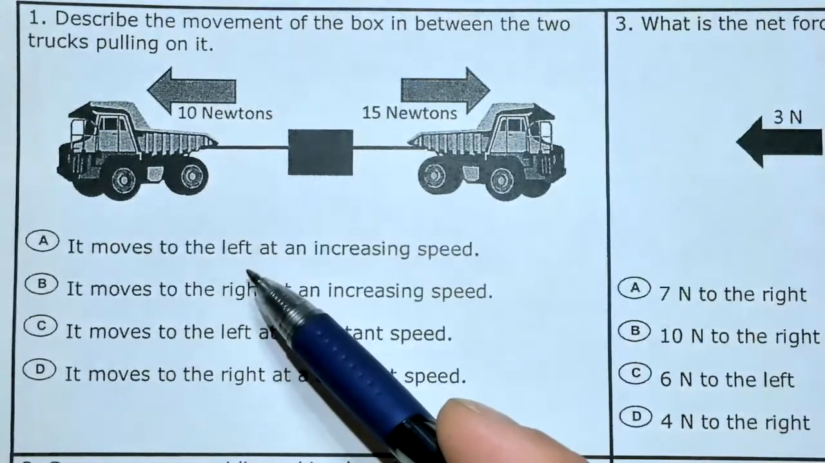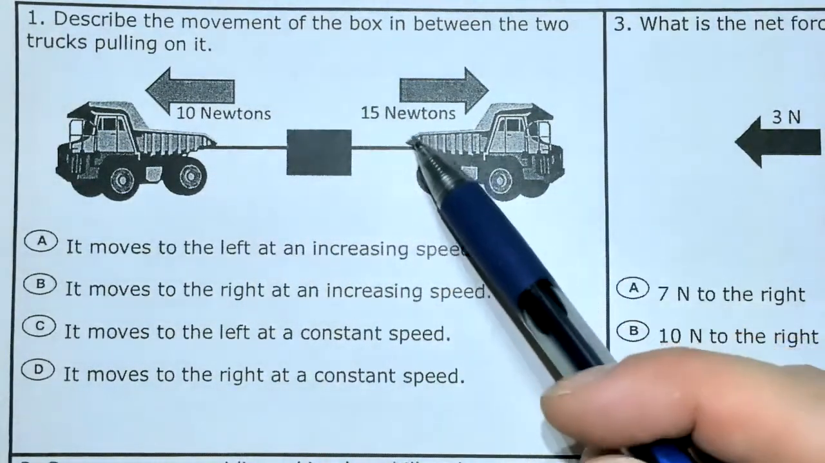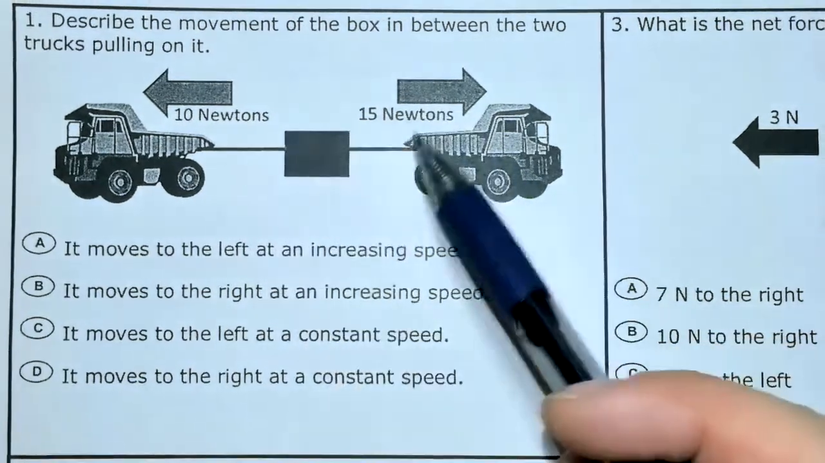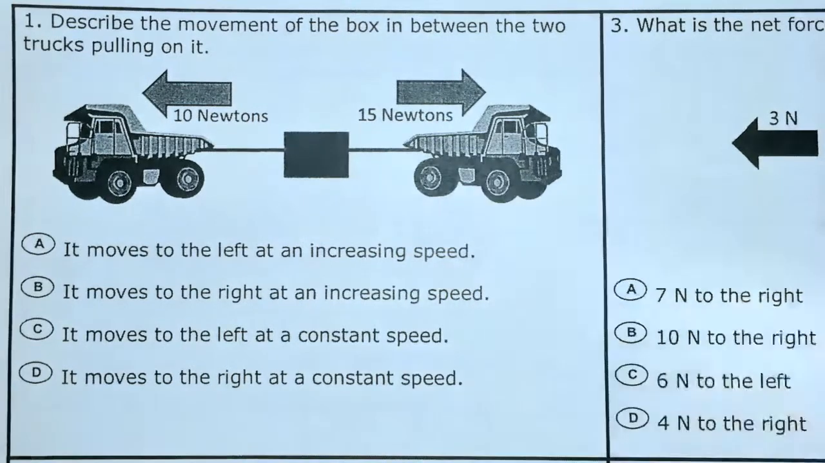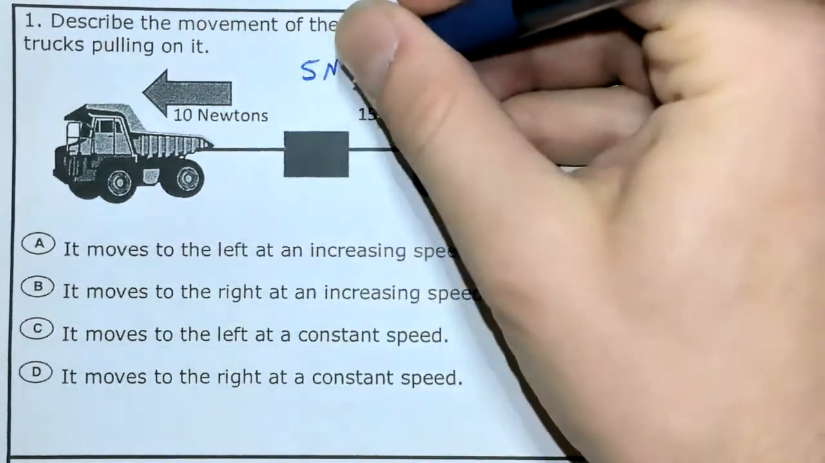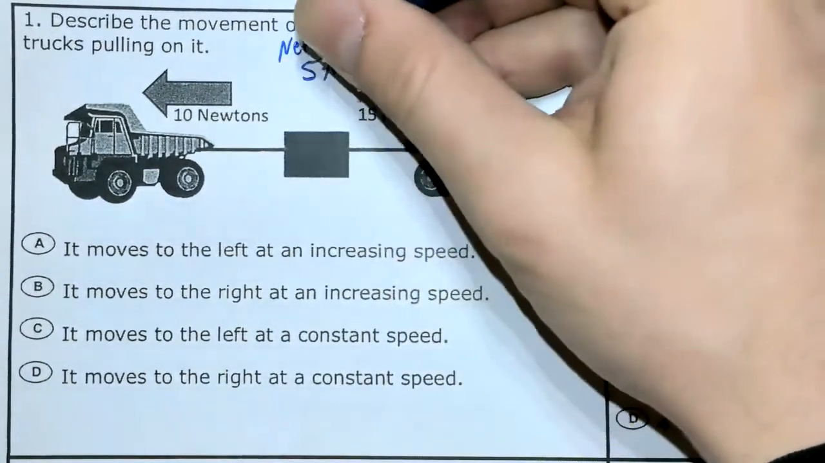It moves to the left at increasing speed. Well, as you can see, it's going to be moving to the right because it's 5 newtons stronger to the right. Now, 10 newtons are going to cancel out 10 newtons over here. So it's only going to be moving 5 newtons to the right. That's going to be your net force.